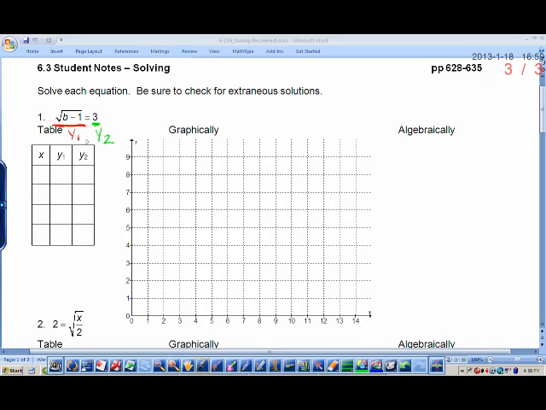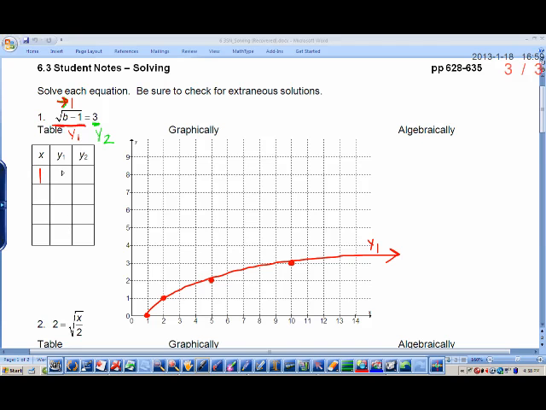So if I graph the square root of b minus 1, that is a translation to the right 1. So I'm going to think about my square root parent function, and I'm going to shift each point to the right 1. And that would be our graph. So let's fill in our table.